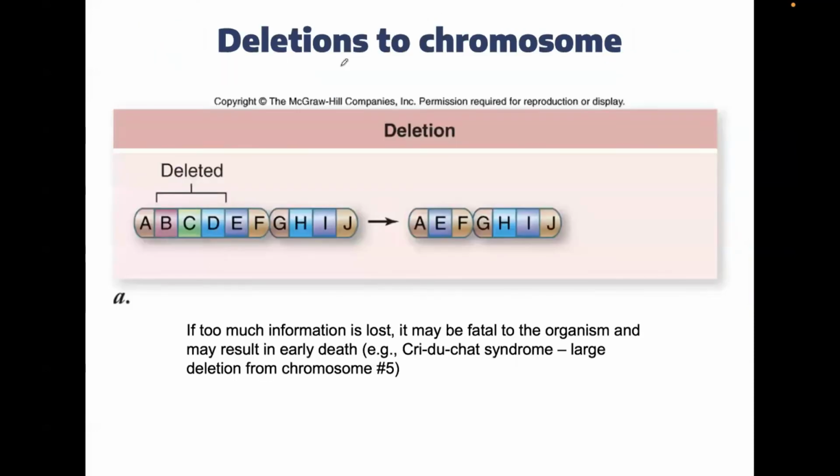So the deletion to chromosome, marami tayong mga chromosomal disease that will be discussed on period 2 na, but I think you were able to discuss it sa inyong cytogenetics pag nagkaroon ng mga chromosomal diseases or defects. If too much information is lost, kasi nga naman buong chromosomes na yun, sobrang daming DNA na yung nawala kasi nga chromosomal deletion. It may be fatal to the organism and may result in early death.